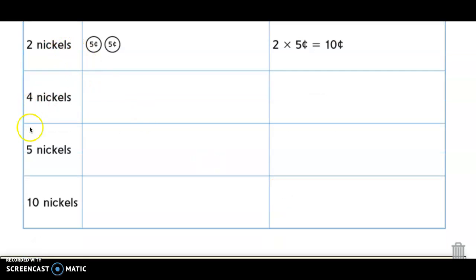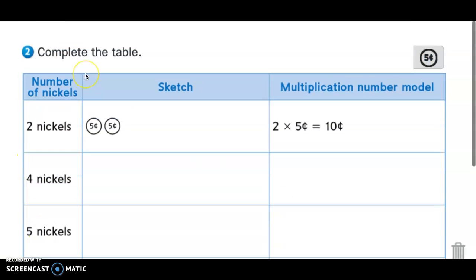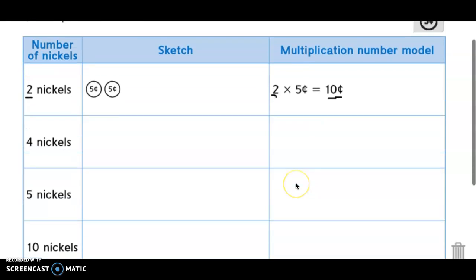Oh, I see 2, 4, 5, and 10 again, but this time we're working with nickels. So they have 2 nickels. Oops, I need my drawing tool. 2 nickels. That's why they have a 2. What are they counting by 2 times? Well, 5 cents. 5, 10. Oh, that's why they have 10 cents. That makes sense to me.